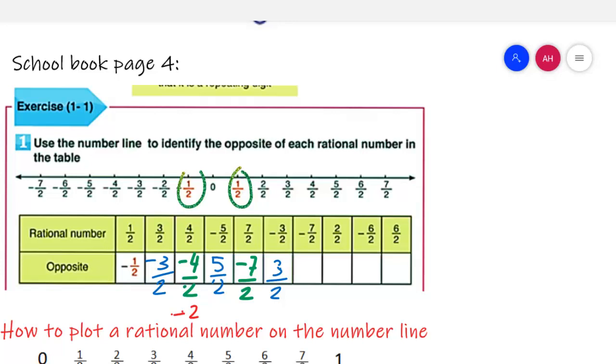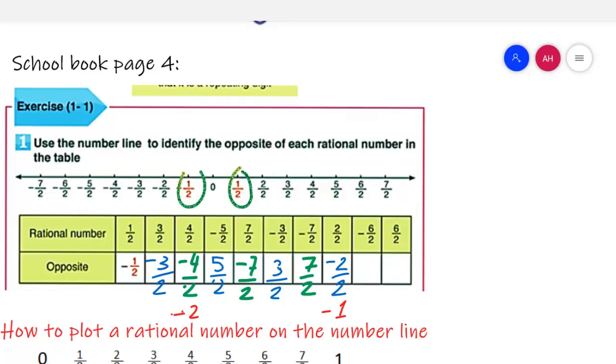-7/2, it's a negative number. The opposite is the same number but positive, which is 7/2. What about 2/2? 2/2 is a positive number. So its opposite is the same number but negative, -2/2. And don't forget that -2/2 is equal to -1.